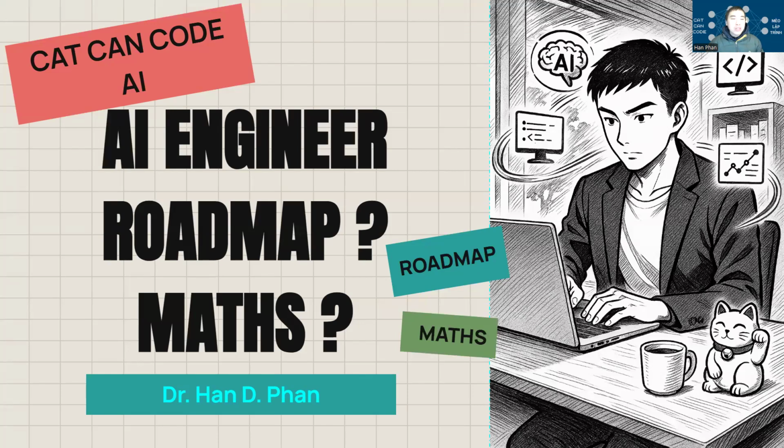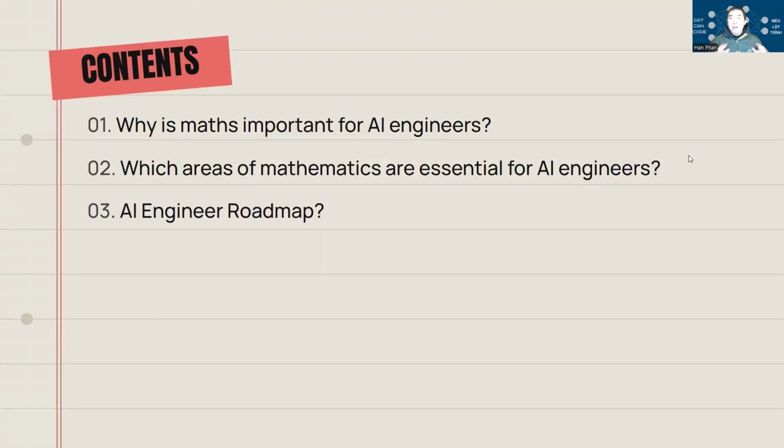In this video, I'm going to talk about the AI engineer roadmap and what type of mathematics is required for the AI engineer to know in 2025. This video has three main parts. The first part is why math is important for AI engineers. The second part is which areas of mathematics are essential for AI engineers. And the final third part is the AI engineer roadmap. If you stick around until the end, I will show you a clear roadmap to become an AI engineer in 2025.